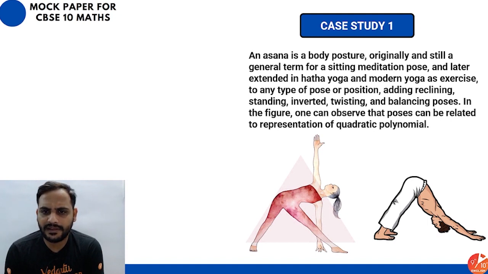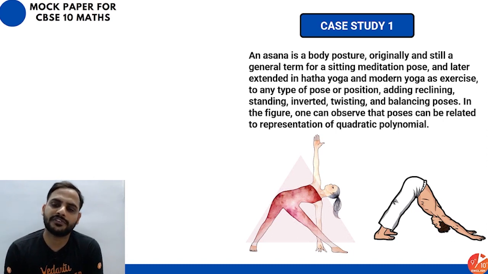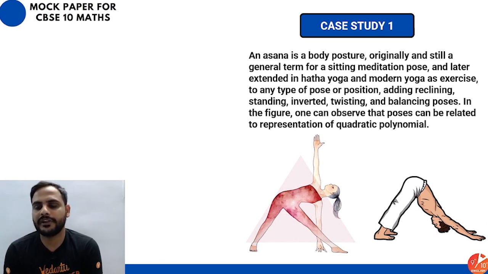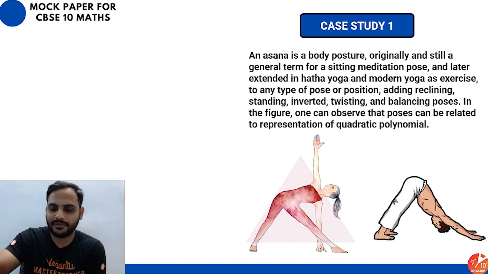An asana is a body posture, originally and still a general term for sitting meditation pose, and later extending in Hatha yoga and modern yoga as exercise to any type of pose or position, adding reclining, standing, inverted, twisting and balancing poses. In the figure, one can observe that poses can be related to representation to quadratic polynomial. How are they doing it?